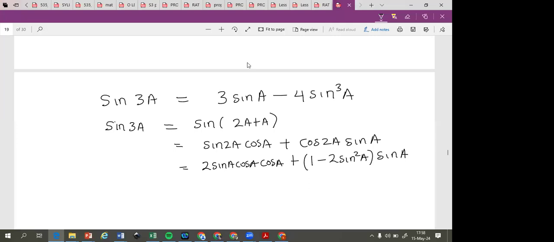So we get 2 sine A cos squared A plus, so we're going to open the brackets and it's going to be sine A minus 2 sine cubed A.